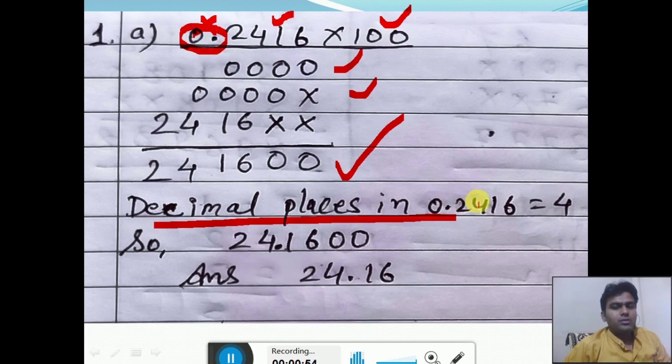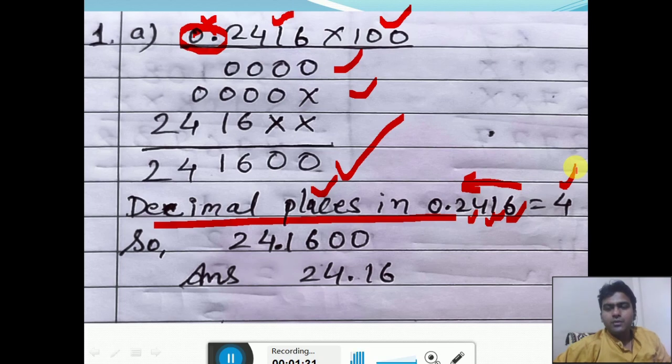0.2416. So in the previous video I told you how to find the decimal place. Where is the decimal point placed? So in this question 0.2416, where is the decimal point placed? So how to count? From the back, or from right to left. 1 2 3 and 4. So 4 places.